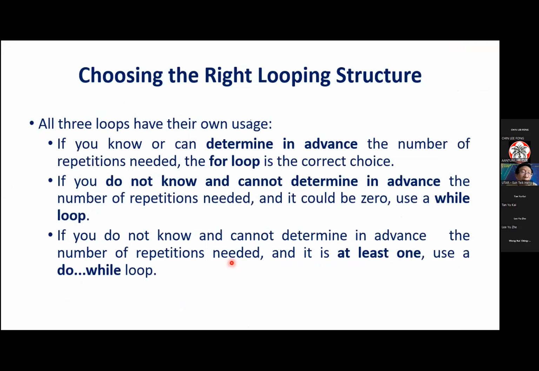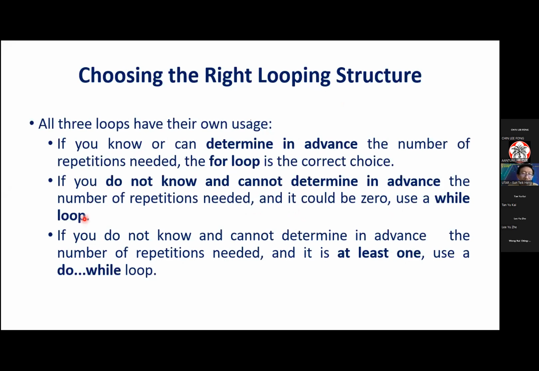So you must know how to choose the right looping structure. If you know or can determine in advance the number of repetitions you need, you can use a for loop. Remember, because the for loop, you can predetermine how many times you need to loop. But if you do not know and cannot determine in advance the number of repetitions you need, and it could be 0 repetition, you can use a while loop.